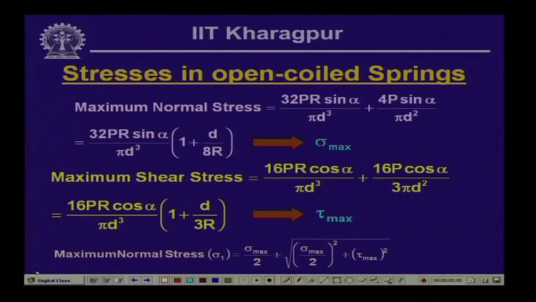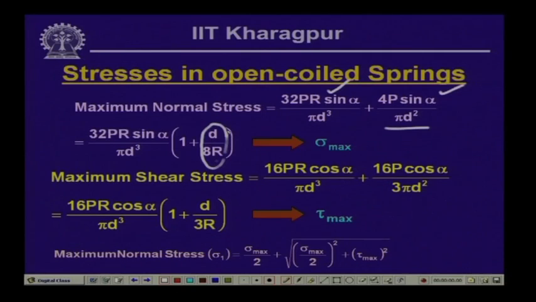So, here it is indicated that the maximum normal stress is equal to 32 P r sin alpha by pi d cube. This is because of the bending and this is because of the axial tensile pull. So, if we combine these two, we get this as 32 P r sin alpha by pi d cube, which is because of the bending part, times 1 plus d by 8 r. Now, if you look into this particular ratio, d divided by 8 r, since 2 r is the capital diameter, the nominal diameter of the spring, it is d by 4 times capital D.